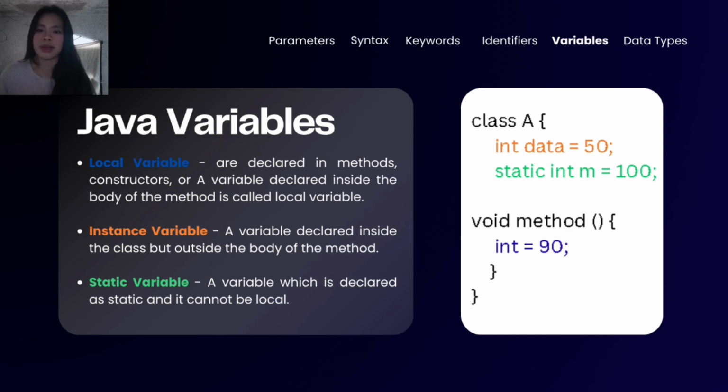An instance variable is declared inside the class but outside any method, and each object of the class has its own copy of it. In the example, int data = 50 is an instance variable since it belongs to each object created from class A. A static variable, on the other hand, is declared using the static keyword and is shared among all objects of the class. In the example, static int m = 100 is a static variable, meaning it can be accessed without creating an object of the class.